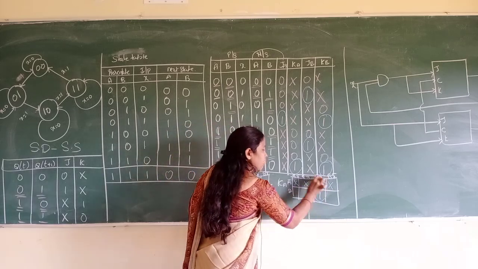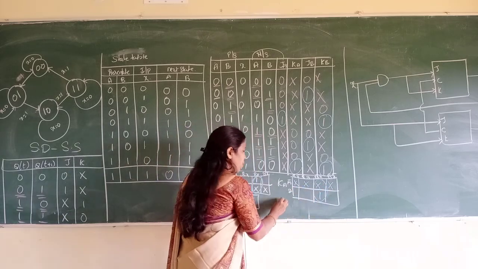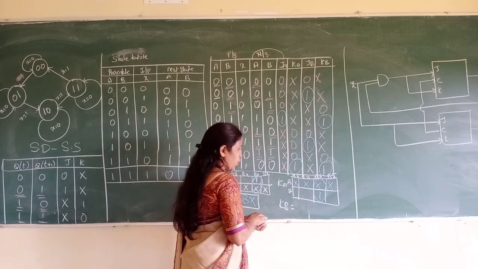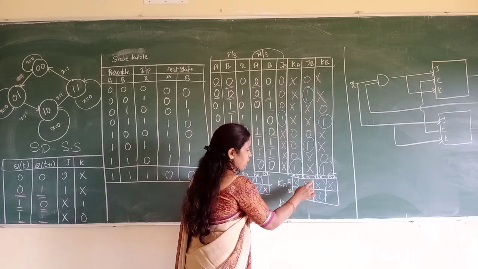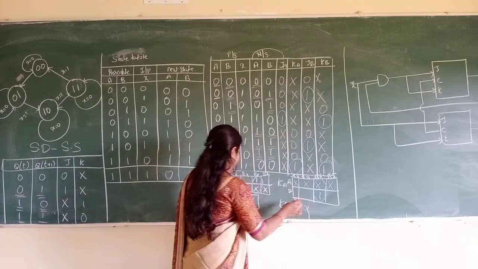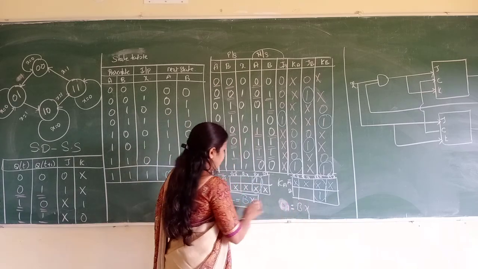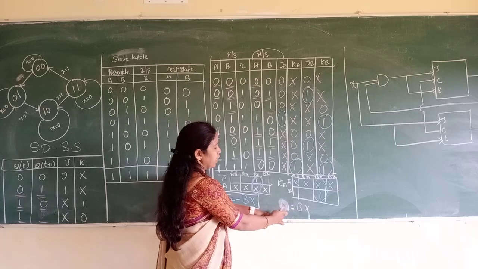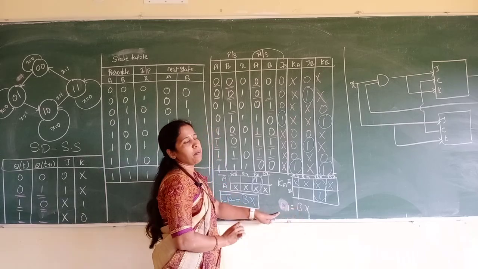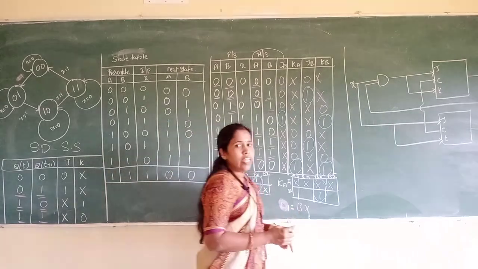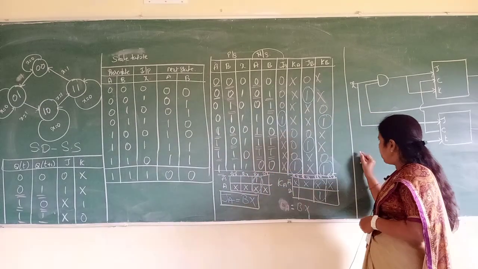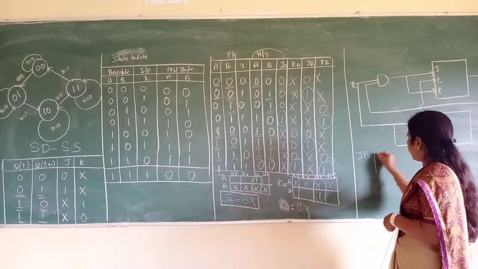Again here you are getting 1 pair. So what will be the KA value? A bar cancels, and you are getting BX. JA is equal to BX and KA is also equal to BX. Now JB and KB you have to do. Now JB here.